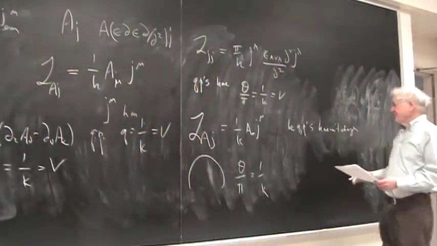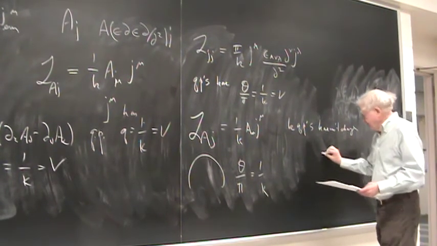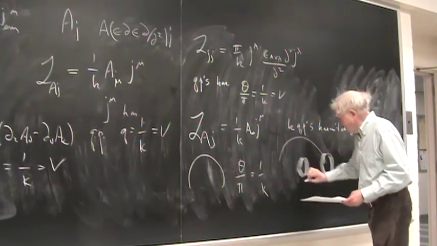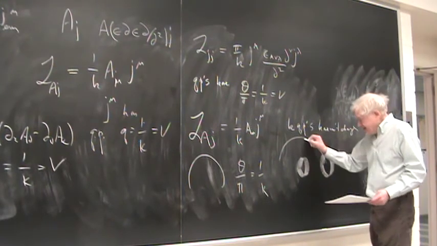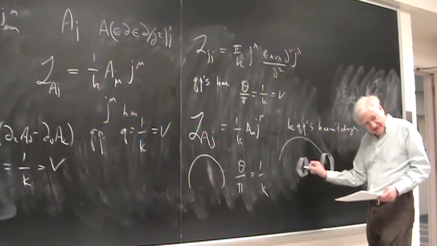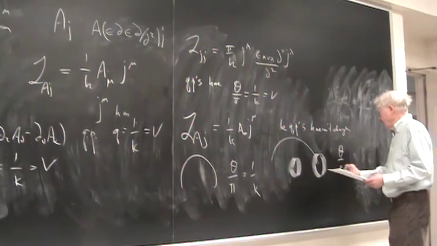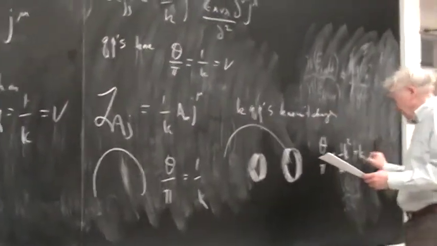But if this composite whole has k quasiparticles in it, then when you take one of these guys and move it around another, you get a phase change because you've got k of these guys, but they're acting on k of these guys. And so altogether, you've got theta over pi is 1 over k times k squared, which is k.